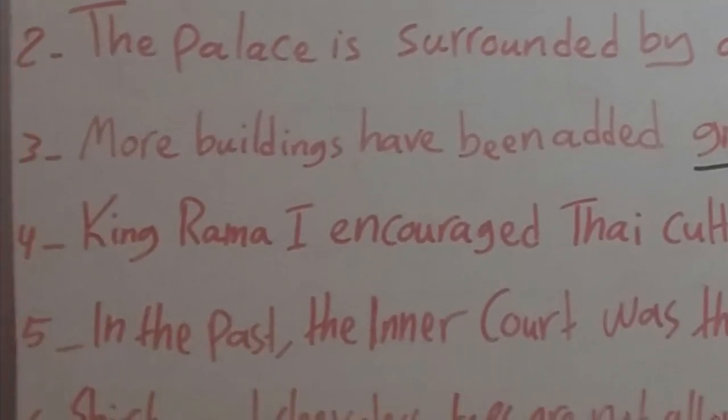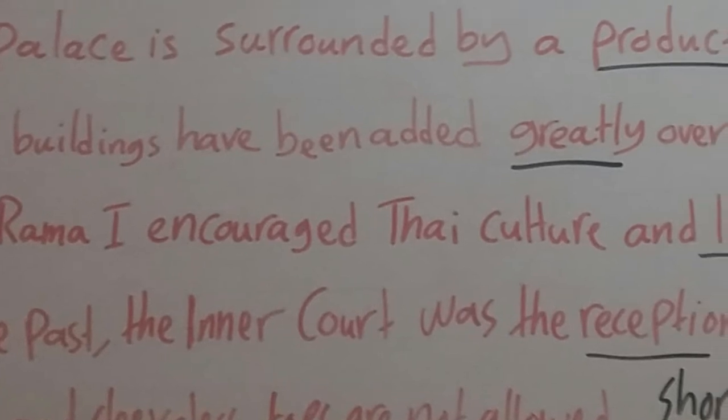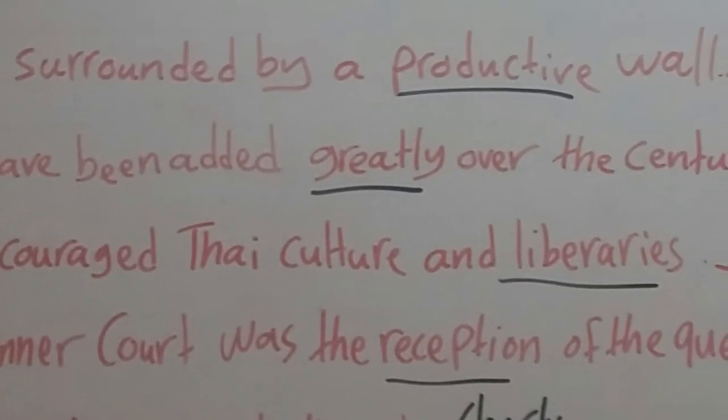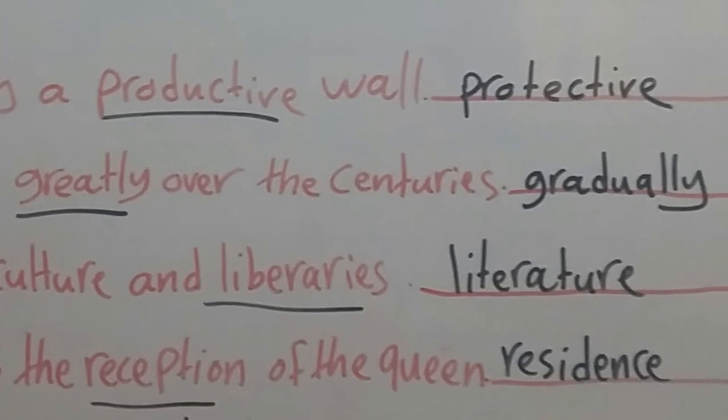Number 4. King Rama I encouraged Thai culture and libraries. Libraries is the plural of library, مكاتب. So libraries here is the wrong word. The correct word is literature, اللي هي written works of art, اللي هي الأعمال الأدبية. Literature, الأدب يعني.